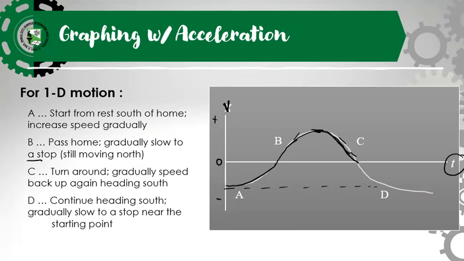And then, gradually slow to stop. So, makakakita ka ulit dyan ng nag-a-approach na line or curved line to straight line. Okay? So, that is how we analyze given scenarios or transform a given scenario into a graph and analyze a graph based from the scenario. Okay?